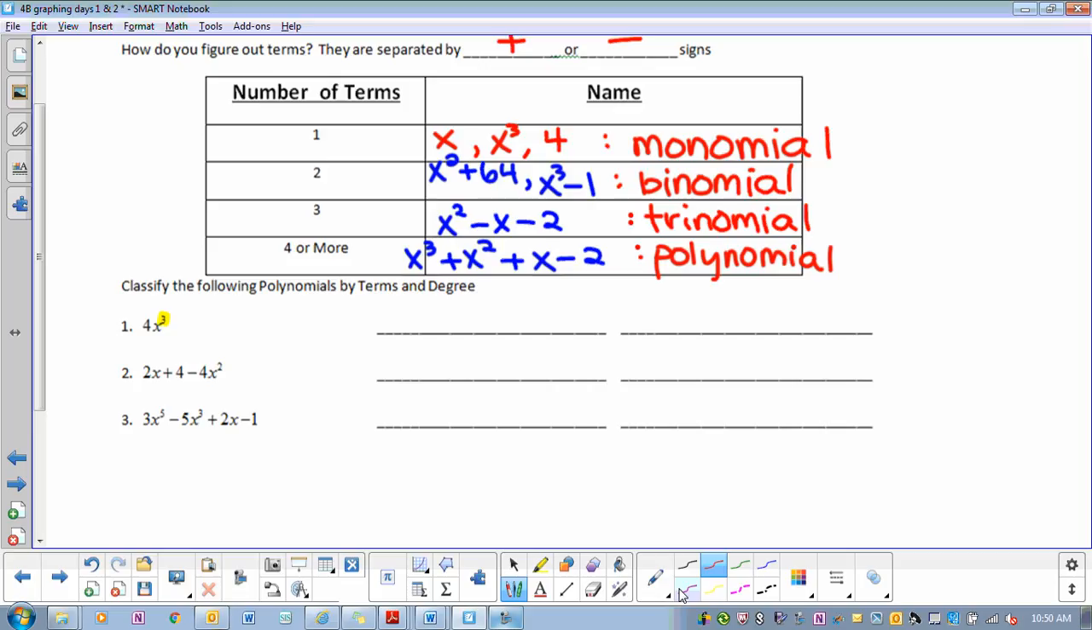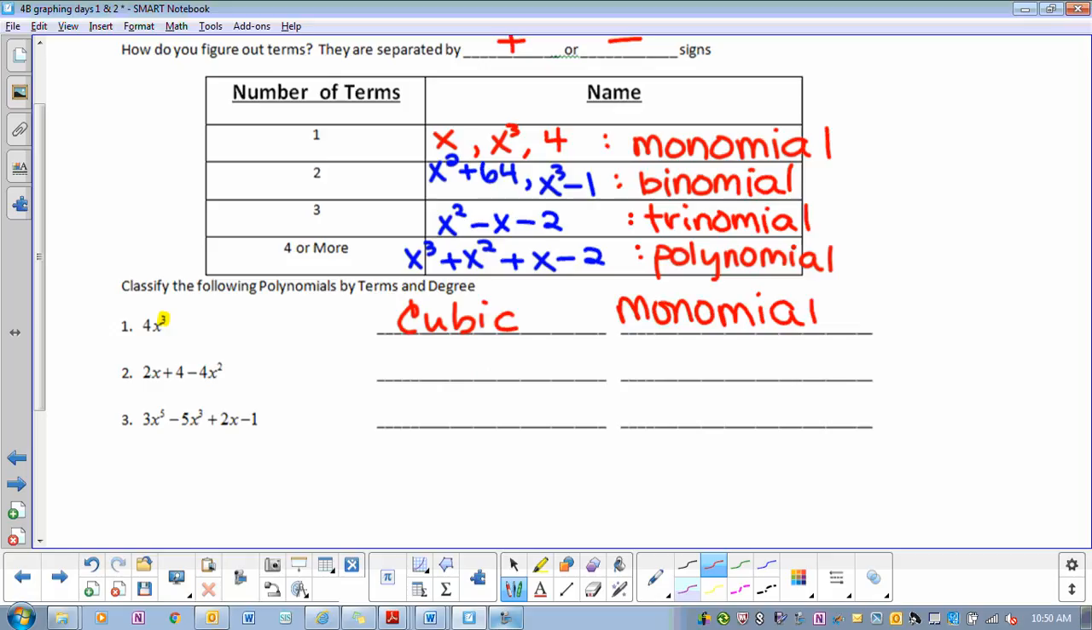First page stuff. Cubic. And then how many terms do we have? Oh, is there a plus or minus? 1, which is called a what nomial? Monomial. So this is a cubic monomial. Okay?